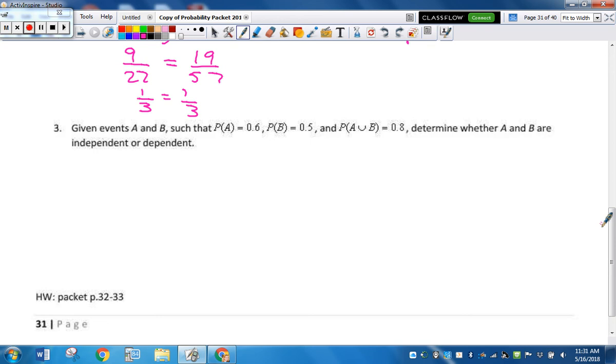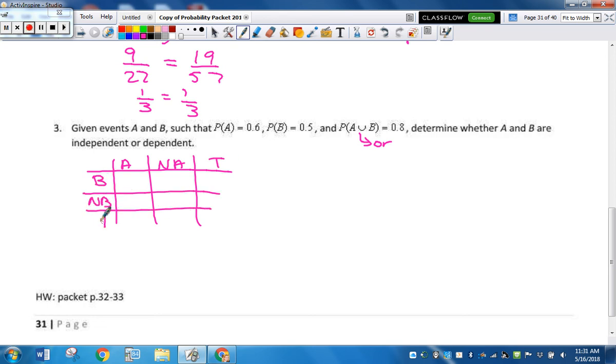Okay? Given events A and B such that the probability of A equals 0.6, probability of B is 0.5, and probability, what's that mean? That's union. Okay, we talked about that yesterday. That's or. And the probability of A or B is 0.8. Determine whether A and B are independent or dependent. Everything we've done has been off a chart, correct? So you should be able to draw your own chart. We worked on that. So my chart would look something like A, not A, total, B, not B, total. Just to get a visual of what's going on.